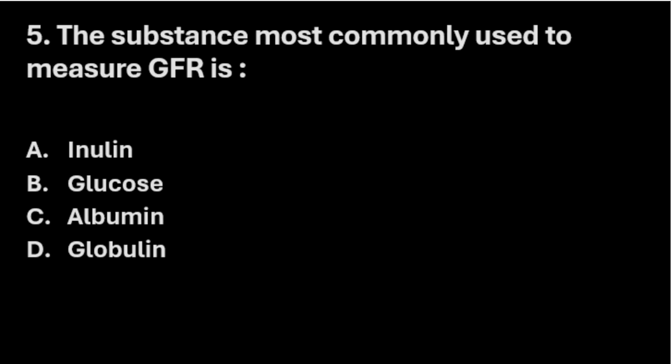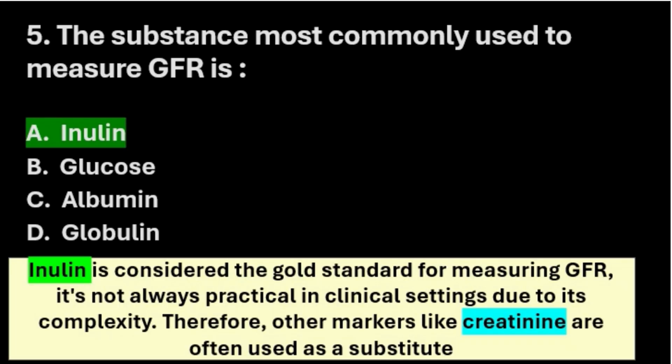Next question, the substance most commonly used to measure GFR, the glomerular filtration rate, is option A inulin, option B glucose, option C albumin, and option D globulin. The right answer here is option A inulin. You make sure that this is not insulin. You should read it inulin. Inulin is considered the gold standard for measuring GFR.